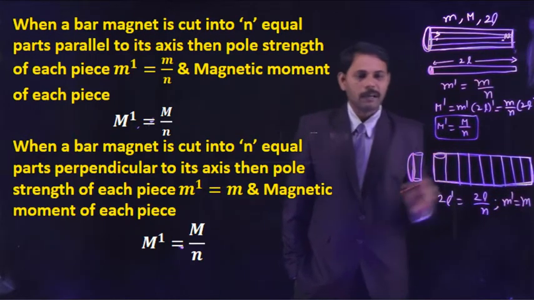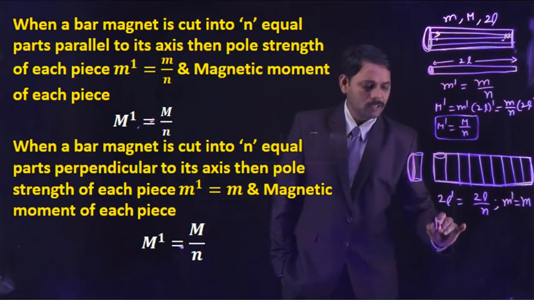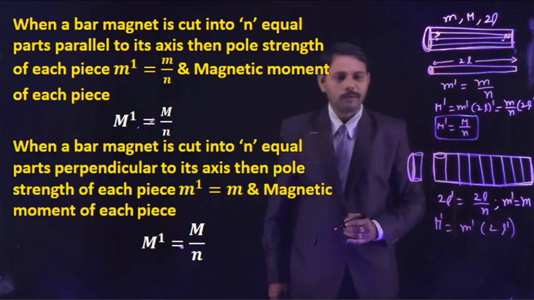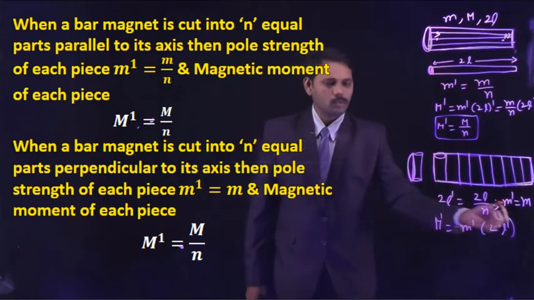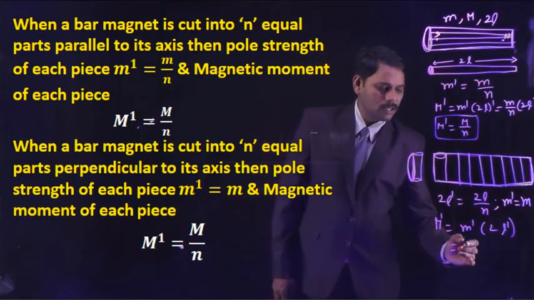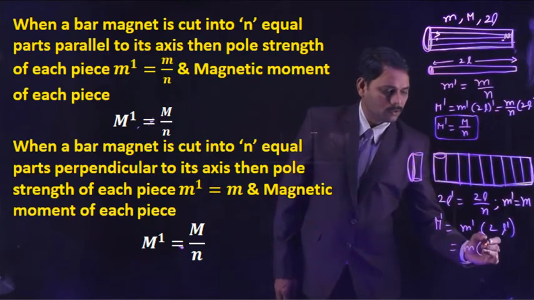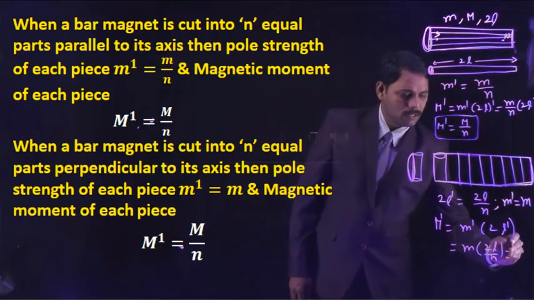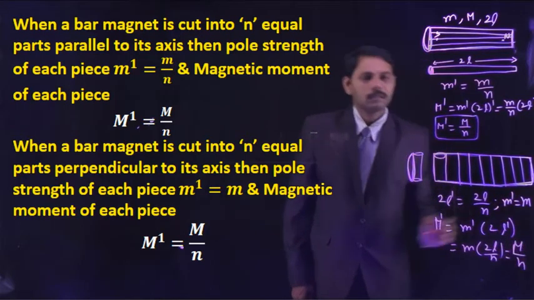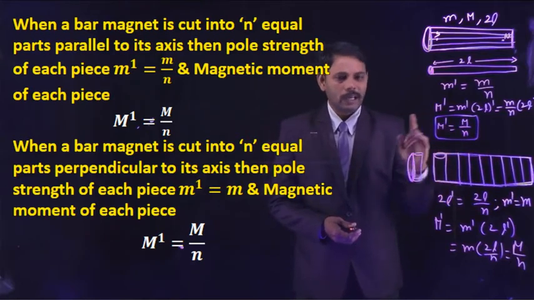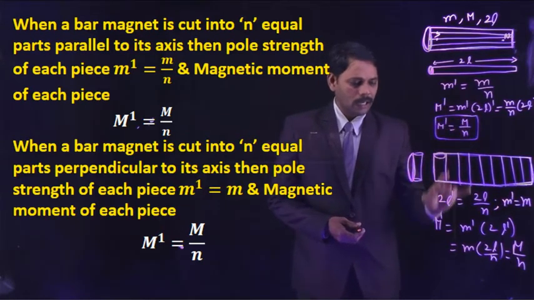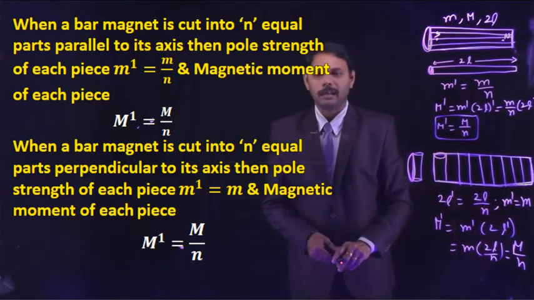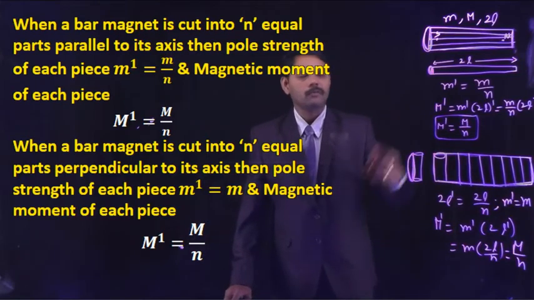m dash remains the same. Then the new magnetic moment, capital M dash, is equal to small m dash into 2l dash. So M dash is m into 2l dash, where 2l dash is 2l by n. Therefore, the modified magnetic moment becomes capital M divided by n. So if a magnet is cut into n equal parts perpendicular to its length, the length reduces by n times and pole strength remains constant, but the magnetic moment becomes M by n. That's what we observed here. This is the way of cutting in two different ways.